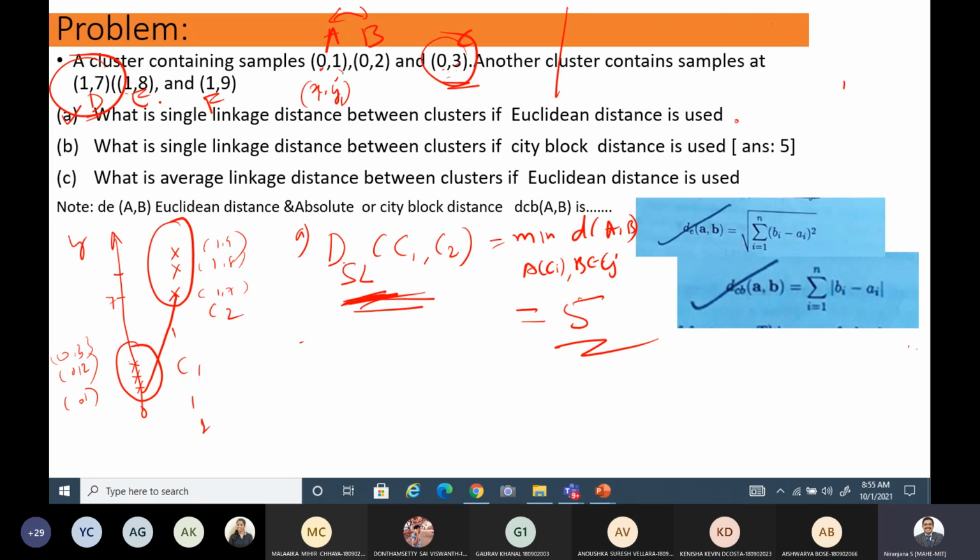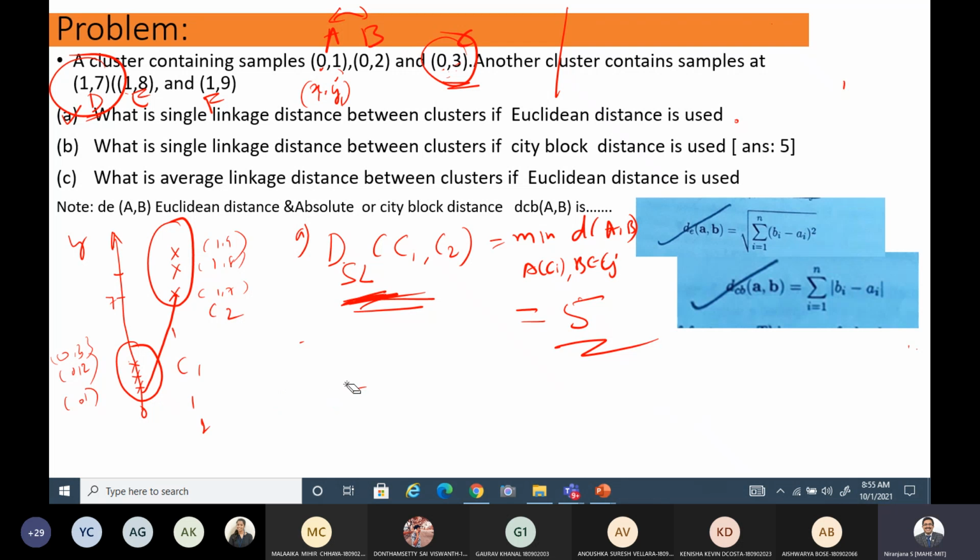DCE is nothing but 1 minus 0 plus 8 minus 3, right? Yes, sir. DCE you are talking, right? It is nothing but the absolute difference between 1 minus 0 plus 8 minus 3. So nothing but 1 plus 5, 6, oh sorry, 6, correct? Yes, sir. So the calculation is simple here. The only thing is, the formula you have to carefully use it.